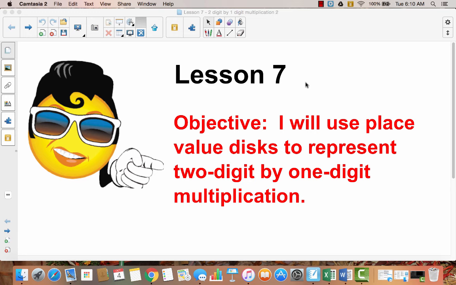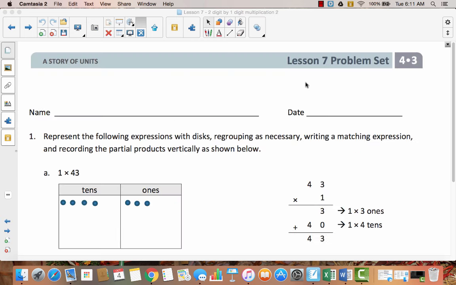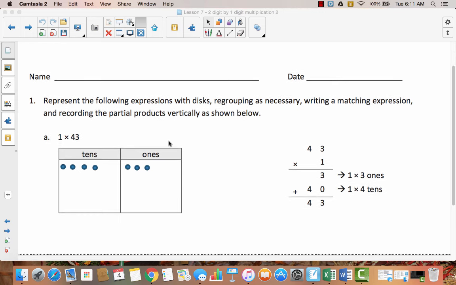Lesson 7, I will use place value disks to represent 2-digit by 1-digit multiplication. So you did this in your Zearn lesson, and we're just going to practice this a little bit more with a little bit less help than you had in the Zearn video. All right, so let's take a look here at our problem set. Please go ahead and write your name on your problem set, and let's take a look at the directions.